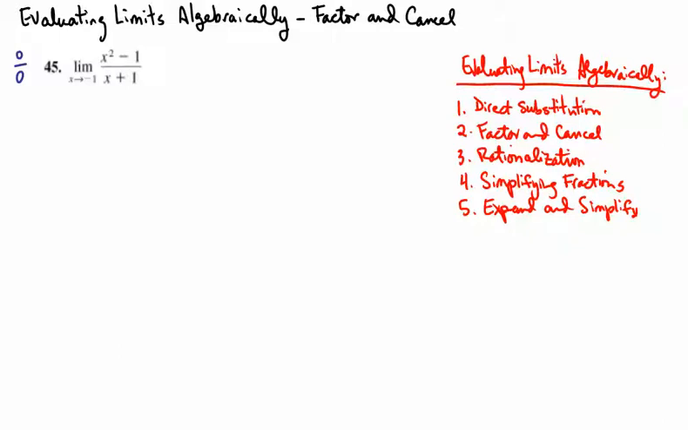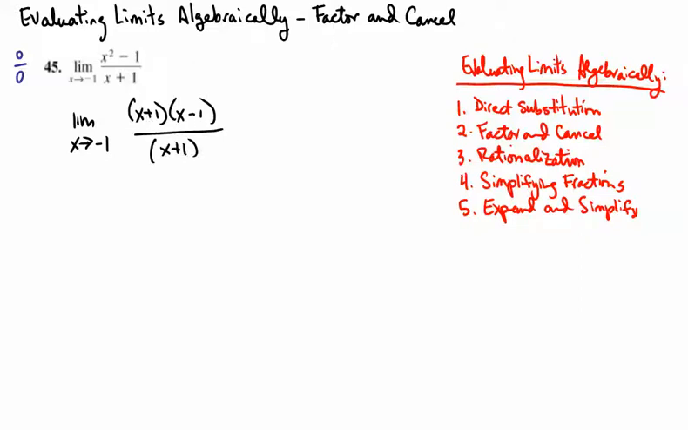So the second thing we should always try is factoring and canceling. If there's something that could be factored here, then we would factor it out and see if we can cancel factors in the numerator and denominator and simplify the expression. So here we can definitely do that, and we get the limit as x approaches -1 of (x plus 1)(x minus 1) all over (x plus 1).